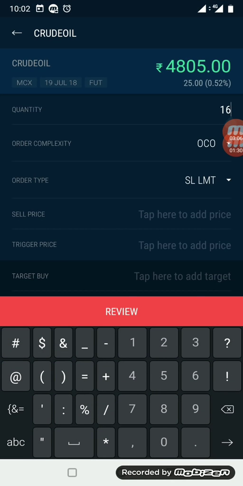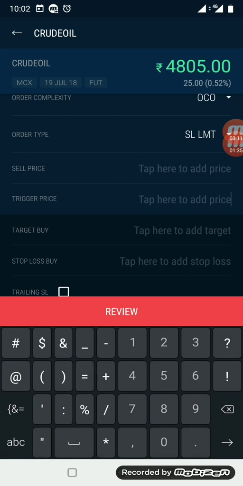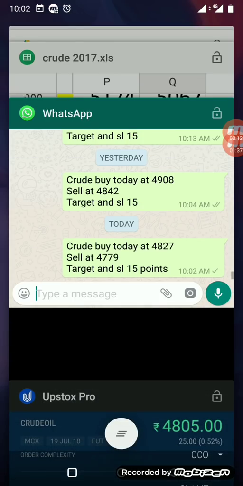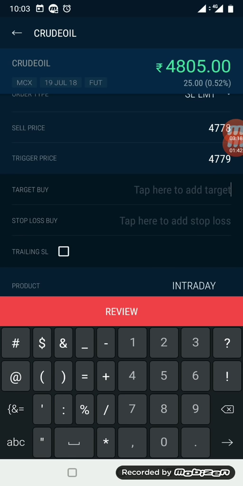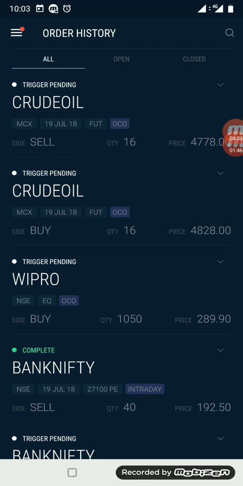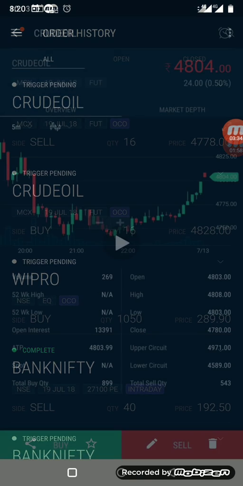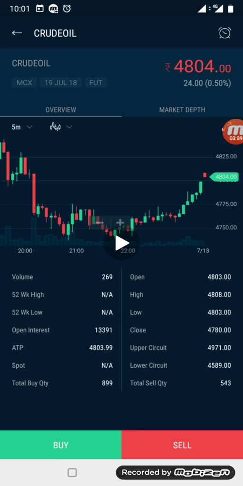Okay, now for the sell side, again 16 lots. Keep an OC order and a stop loss limit order at 4779. Let me just check. Yes, 4779, and the sell price is 4778, and as always 16 target and 14 stop loss. You can see that both orders are trigger pending, so I don't have to look at the screen again and again. Once the targets are done, I just have to come and square off. There's nothing else to be done. So you saw me placing the trade, friends. It was as simple as that, very simple.